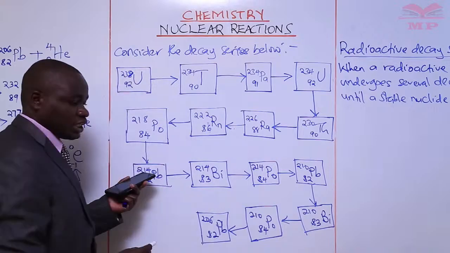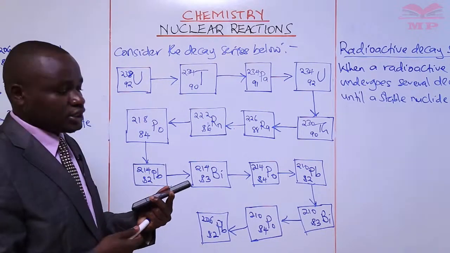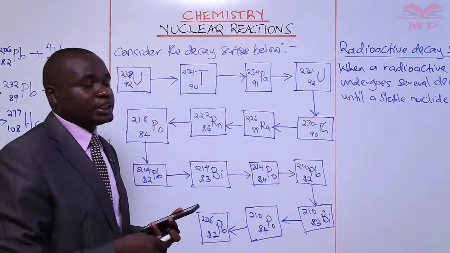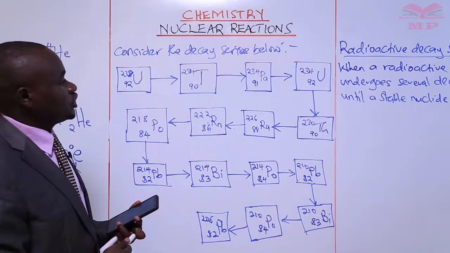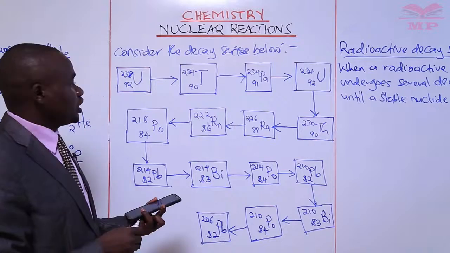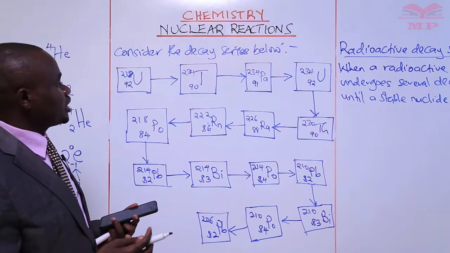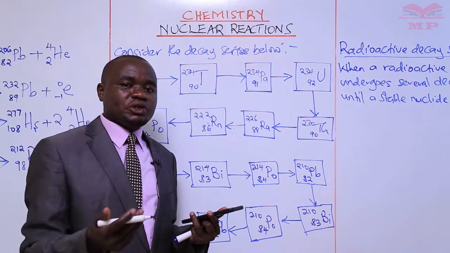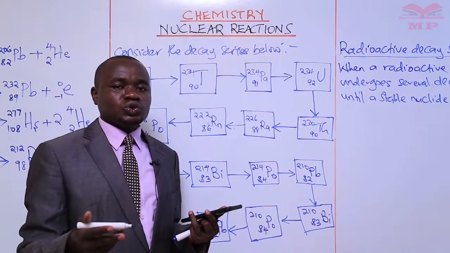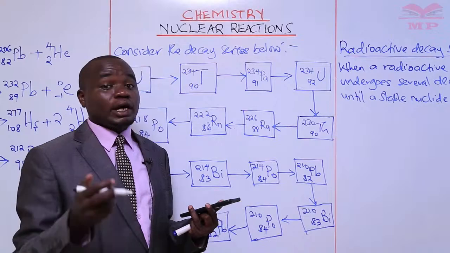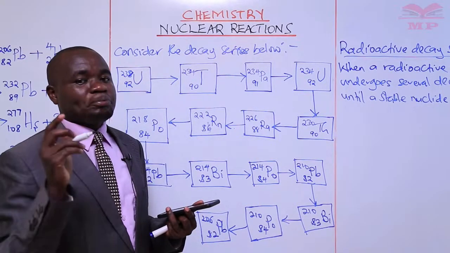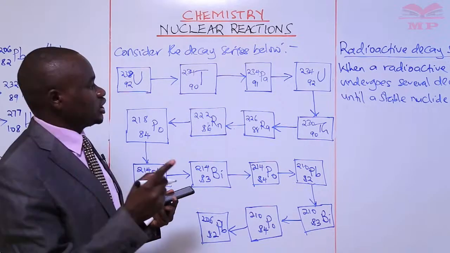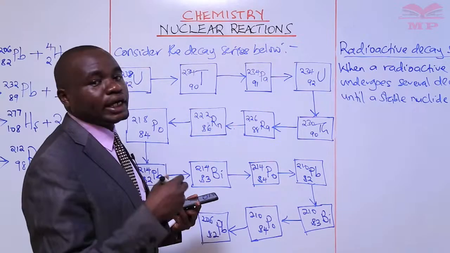So my dear candidate, I want us to use this radioactive decay series to identify the particles which are emitted at every single stage. So we said we do that by just considering the mass number and atomic number. We have seen if alpha is emitted, the atomic number will reduce by 2, but the mass number will reduce by 4. For beta, mass number does not change, but atomic number is increased by 1. So just check the mass number and atomic number.